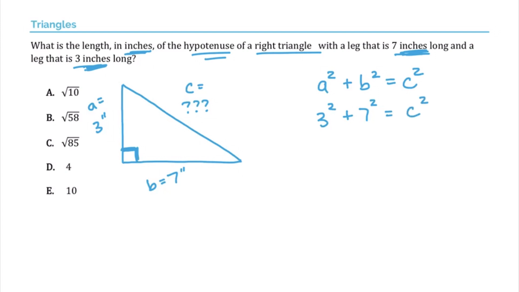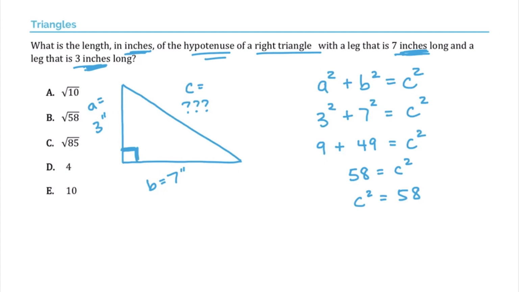So now all I have to do is solve a straightforward algebra or arithmetic problem, where I'm just solving these numbers. So 3 squared is 9 plus 7 squared is 49 equals c squared. 9 plus 49 is 58, so I get that 58 equals c squared. I'm just going to flip how this is written so that my c answer can be on the left.